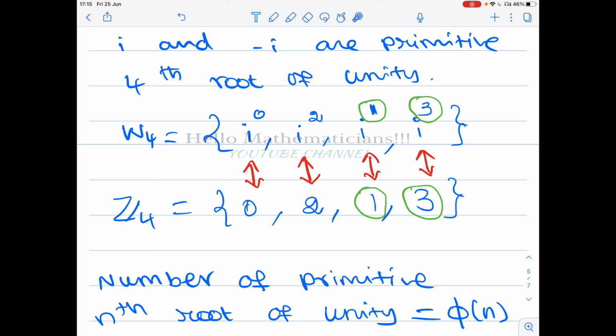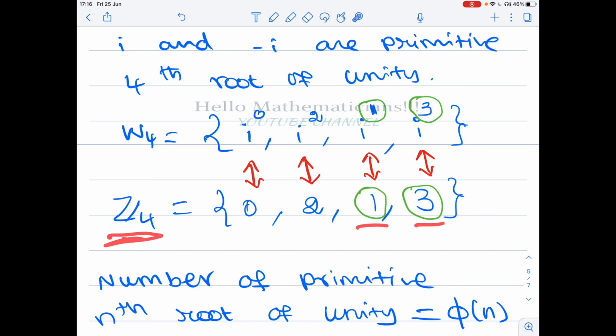Now these two numbers, i and minus i, form generators, because usually what numbers form a generator? The powers appearing here should be relatively prime to 4. Because in Z4, 1 and 3 form a generator. So whichever number is relatively prime to 4 forms a generator of Z4. So if you write the nth roots of unity also as powers of a primitive root, then whichever power is relatively prime to n will form a generator.